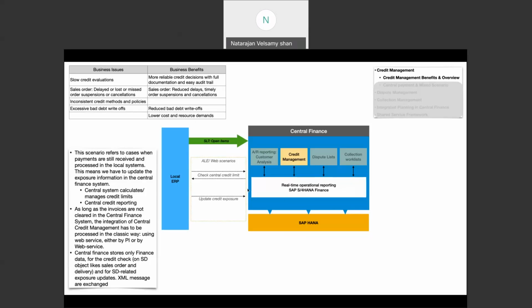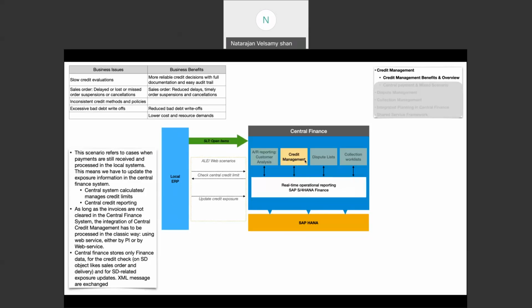This scenario refers to cases where payments are still received and processed in the local system, where the sales happened in the local system and the collection payment is also received in the local system. This means we have to push the information to the central finance system. The central system calculates the credit limits and also manages the credit limits.